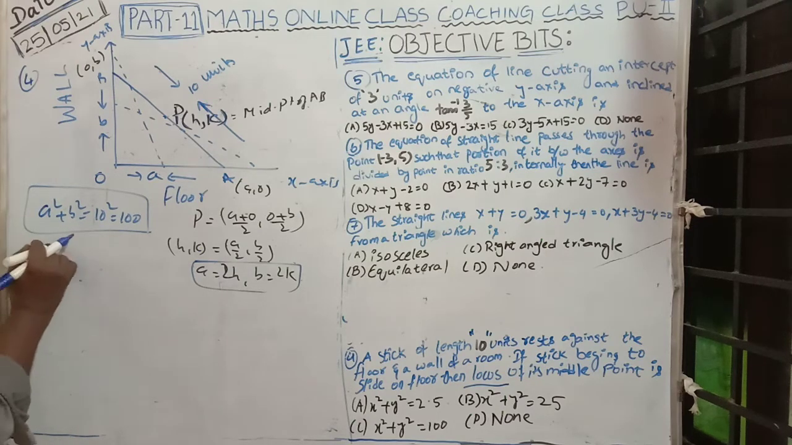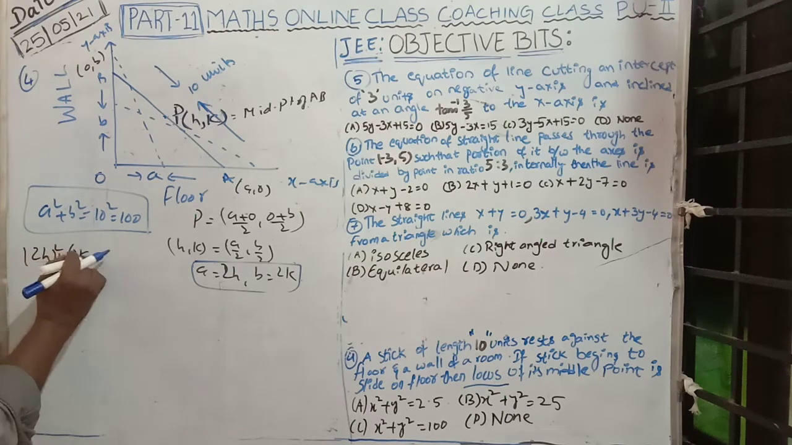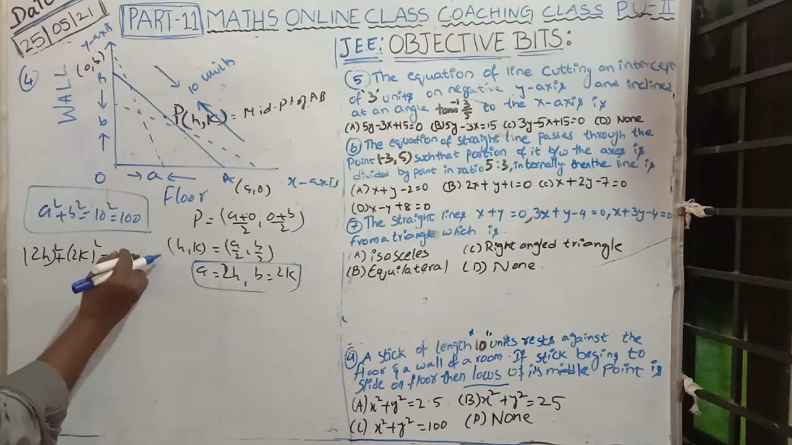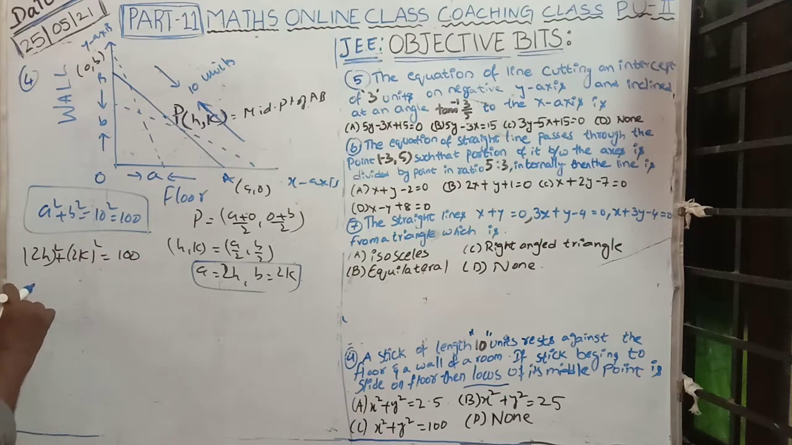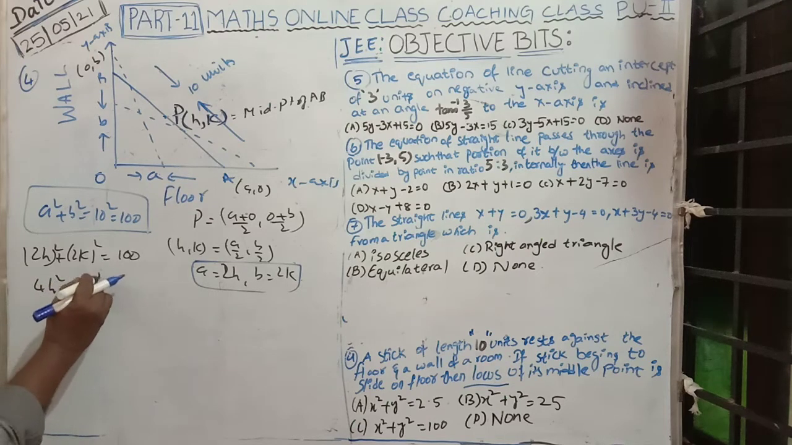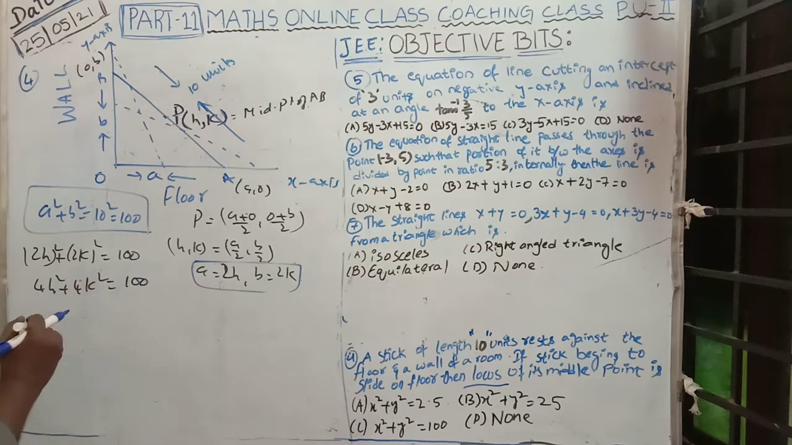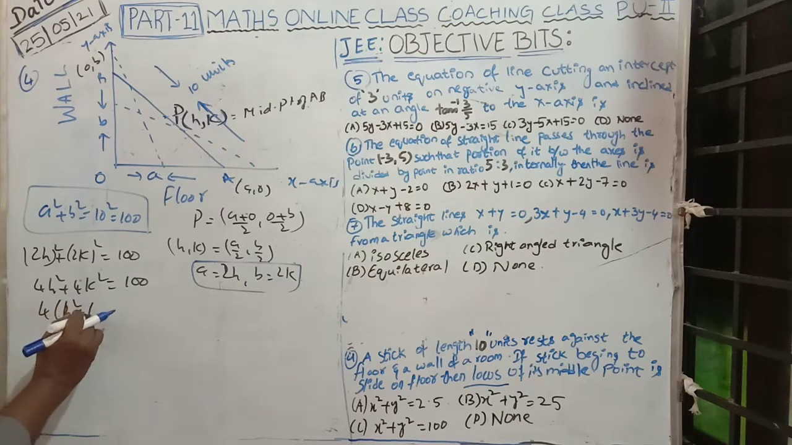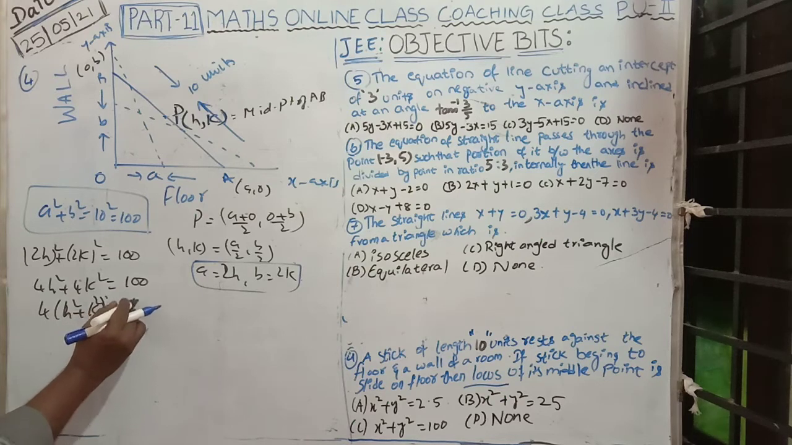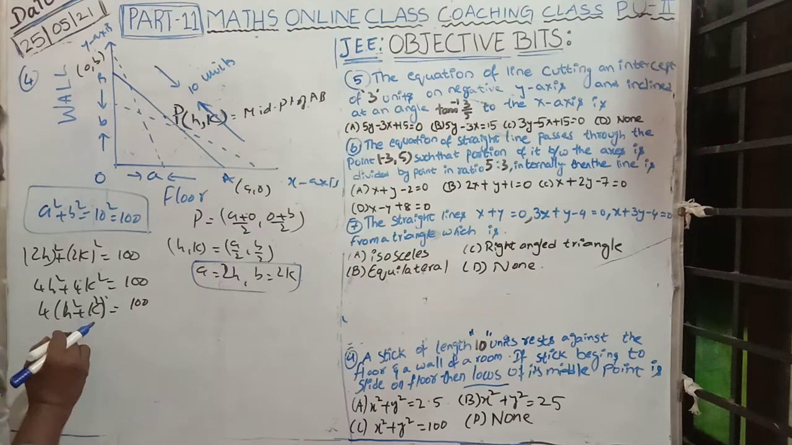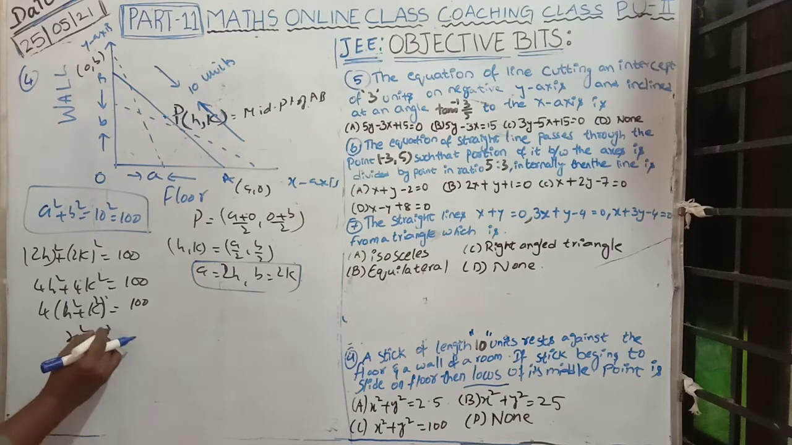It is (2h)² plus (2k)² is equal to 100. Okay? That is 4h² plus 4k² is equal to 100. That is 4 times (h² plus k²) is equal to 100. h is termed as x, so x² plus y².